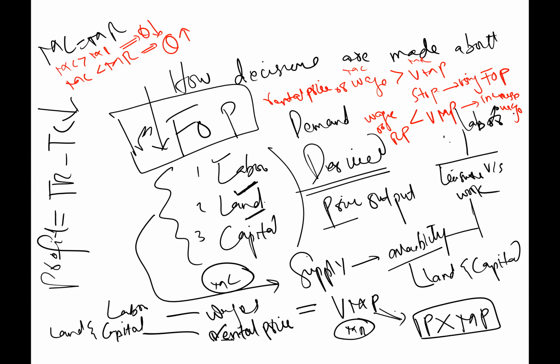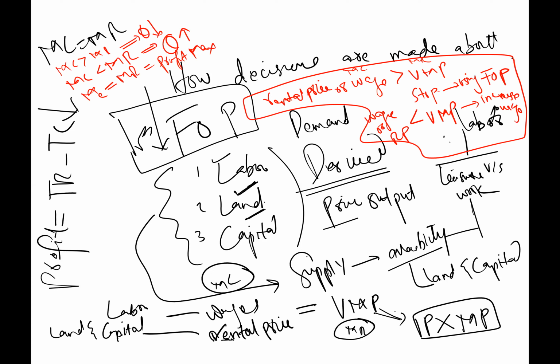And if these two are equal, it means your profit is maximum. So in that case, you have hired the appropriate number of people, appropriate amount of land, appropriate amount of capital, so that your profit is maximum.